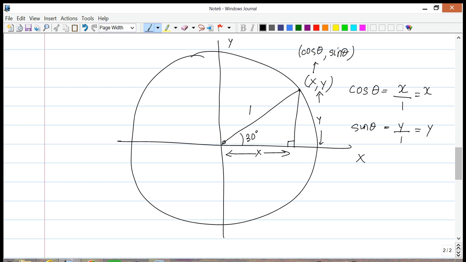We know that the hypotenuse is 1. Here's a simple construction we can do. Okay, we can complete this triangle. Let's just do this here. Okay, add this line and complete it over here so that this angle is also 30 degrees.